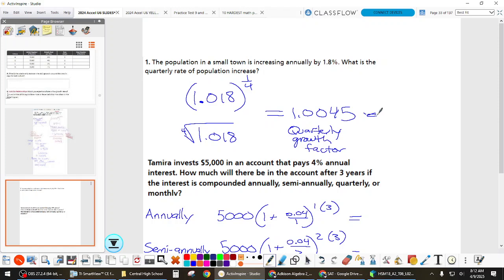Okay. But as a rate, which is what this is asking for, we subtract 1 and then convert it to a percent. Which is what? 0.45%. Yeah. Any questions on that one? How'd that go? 100% across the board? Cool.